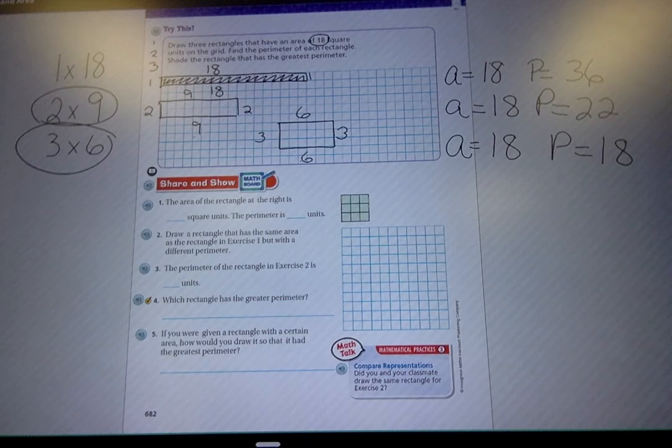Okay, I'm going to let you work a little bit on page 683 on your own, and I'm going to go ahead and get started on the lesson on page 685.